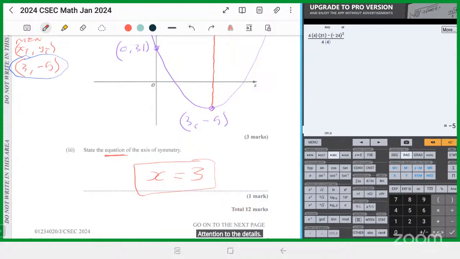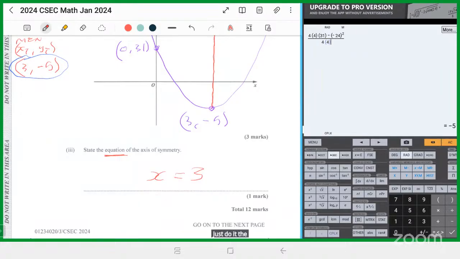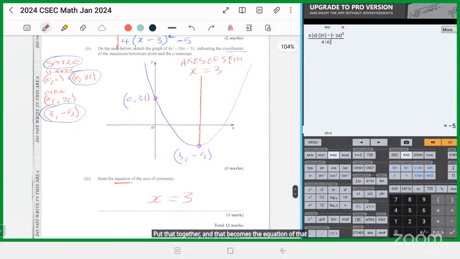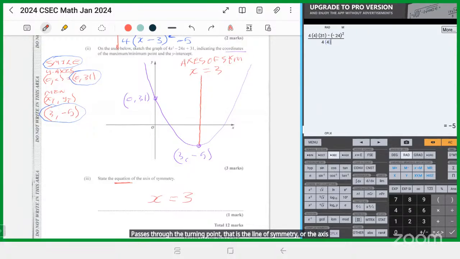Everything is important. The way you write it is important, and remain consistent with it. Don't improvise. Don't be creative. Don't reinvent the wheel. Just do it the right way, the same way every time. X equals whatever the x value is at the turning point. Put that together and that becomes the equation of that vertical red line that passes through the turning point. That is the line of symmetry or the axis of symmetry.